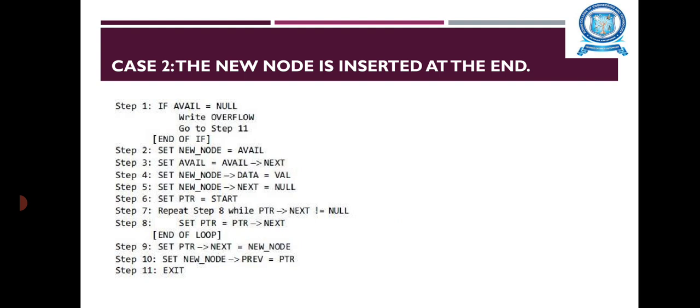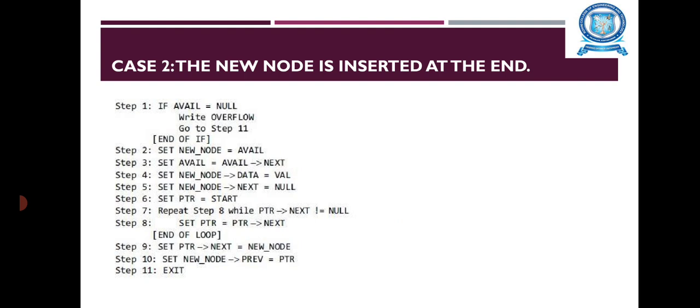Here is the same procedure as for insertion at the beginning. Here we will take the pointer variable and initialize it with the start. After that, in the while loop, we will traverse through the linked list to reach the last node. Once we reach the last node, in the next step, we change the next pointer of the last node to store the address of the new node.